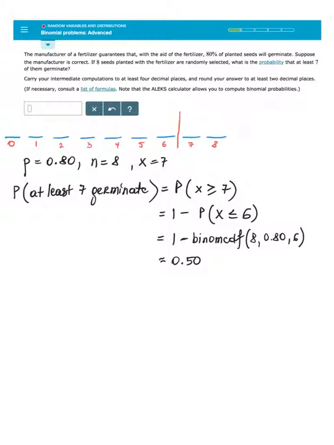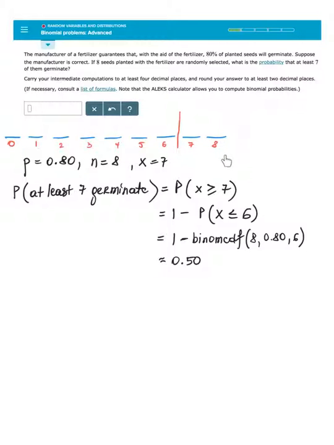Let's summarize what I know from the given story. I know probability of success of 0.80. I know there are 8 seeds, which means 8 trials, and we're wondering what is the probability that at least 7 of them germinate. So my special boundary point is 7. So maybe 0 seeds will germinate, or 1 or 2 or 3 or 4 up to 8. So these are all of my possible outcomes.